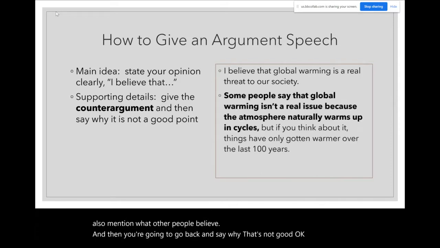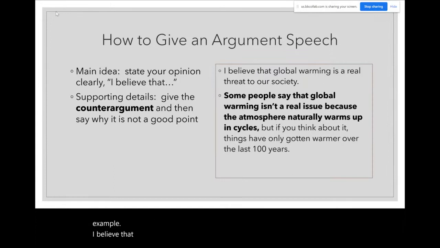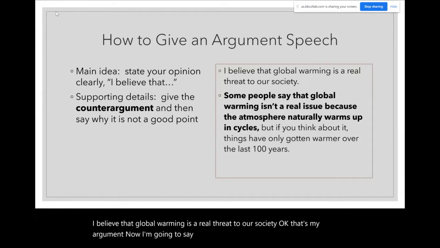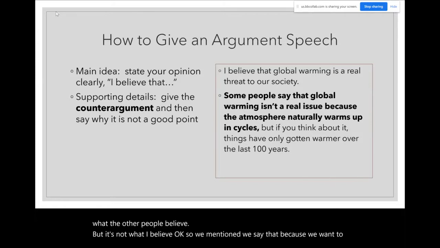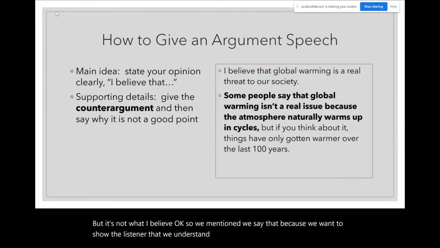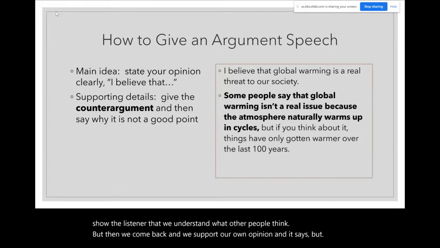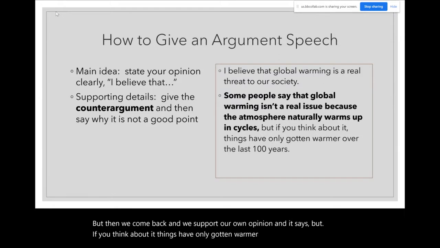Okay? So, for example, I believe that global warming is a real threat to our society. Okay? That's my argument. Now I'm going to say the counter argument. Some people say that global warming isn't a real issue. It isn't a problem because the atmosphere naturally warms up in cycles. Okay, that is a counter argument because that's what the other people believe, but it's not what I believe. Okay, so we say that because we want to show the listener that we understand what other people think, but then we come back and we support our own opinion. And it says, but if you think about it, things have only gotten warmer over the last 100 years.